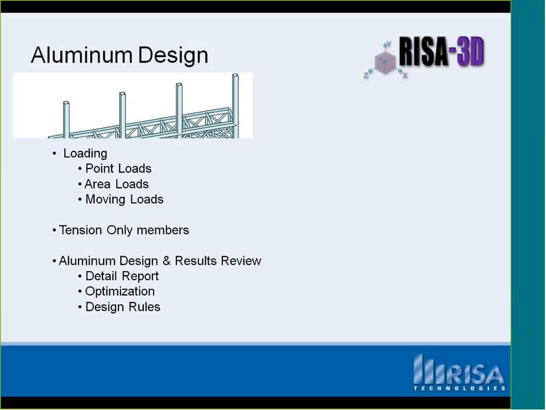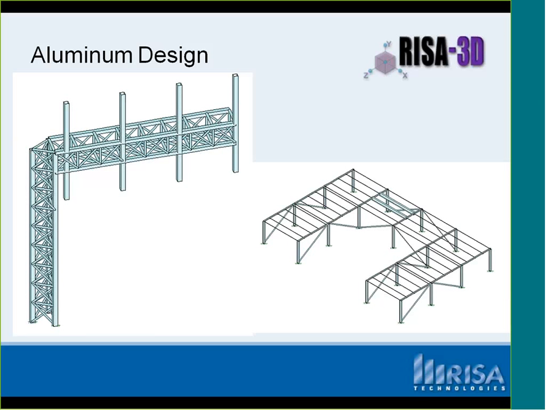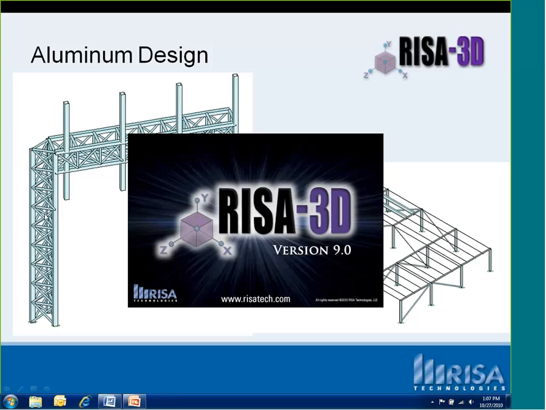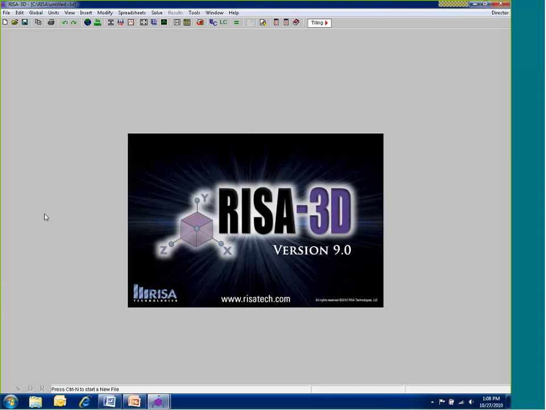So when we first start out, we're going to be building this very first model on the right corner, and then the second model we'll do is this one on the left. So trying to give you an idea of the different types of things we might be able to do. So let's start out by opening up our RISA 3D model. And the very first thing it does is open up. And today we said we're going to be doing aluminum as our very first thing.